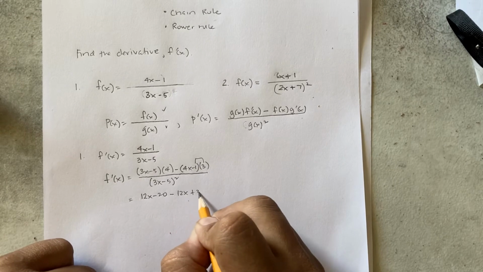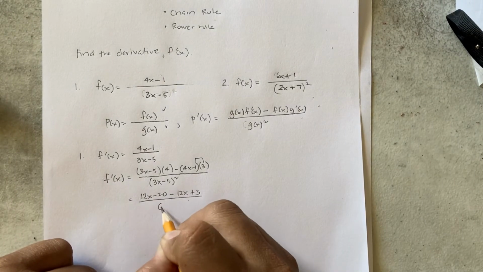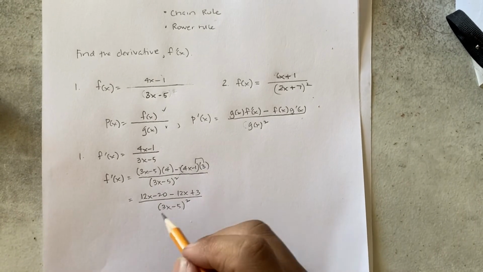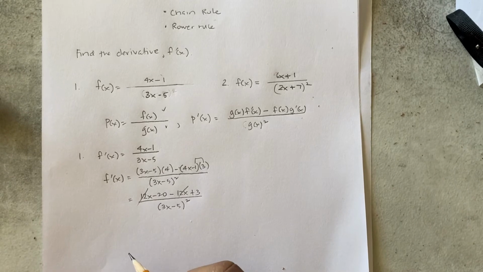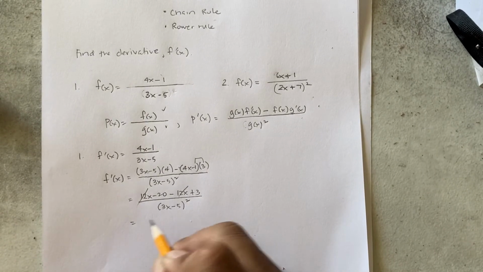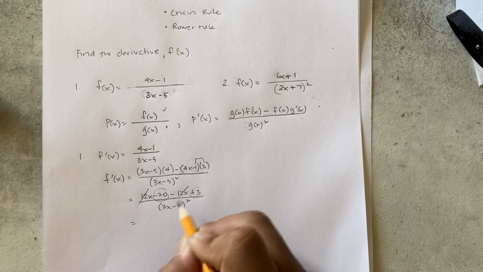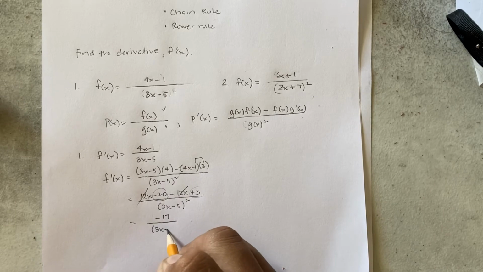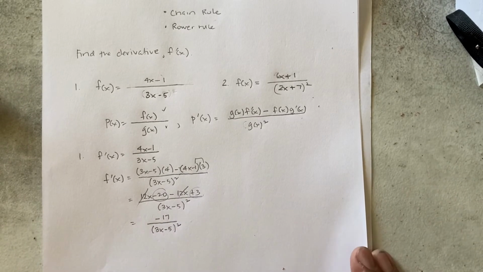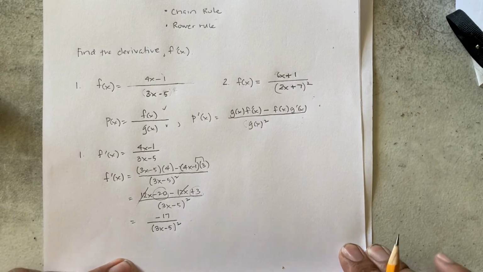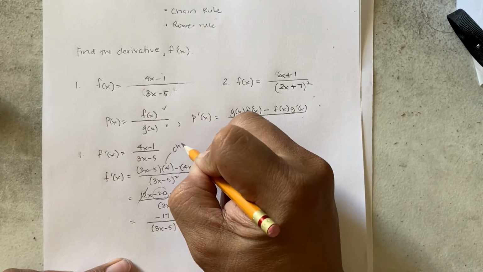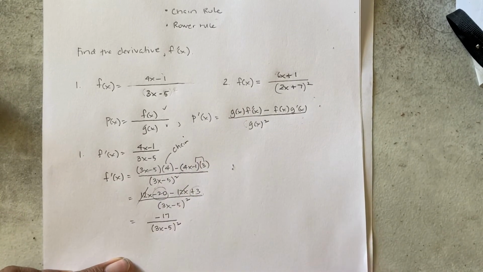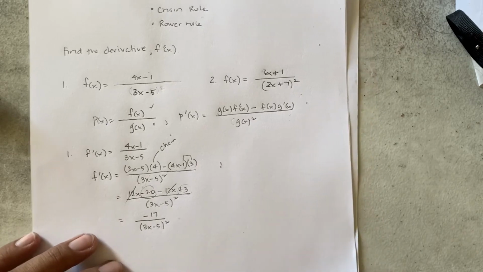So we're going to have 12x minus 20 minus 12x, this is going to be plus 3, all over the quantity 3x minus 5 squared. And we're going to cancel this here. What we're left with is this one and that one. Combining like terms, negative 17 over 3x minus 5 squared. There's no chain rule or power rule in here. So let's look at number 2 where we're going to use the power rule.